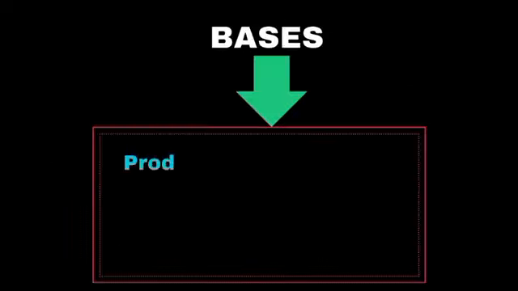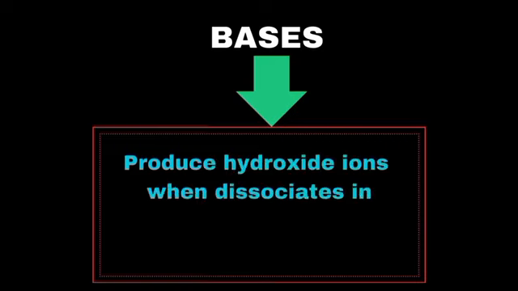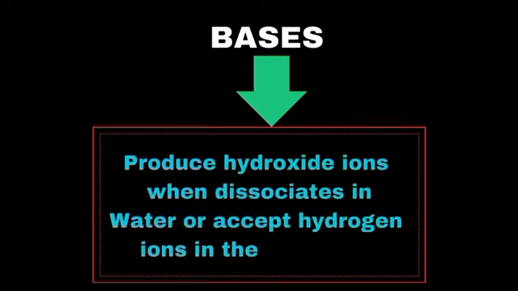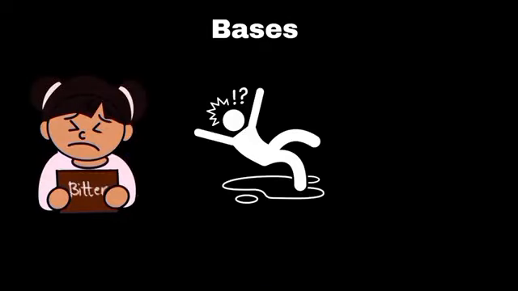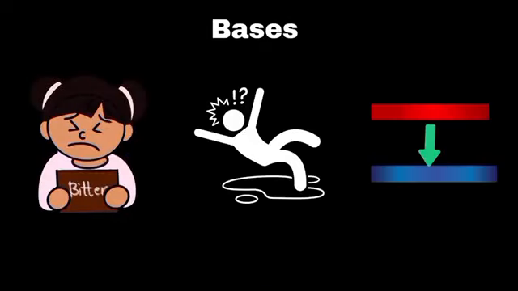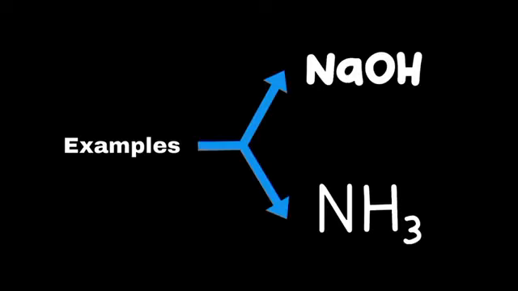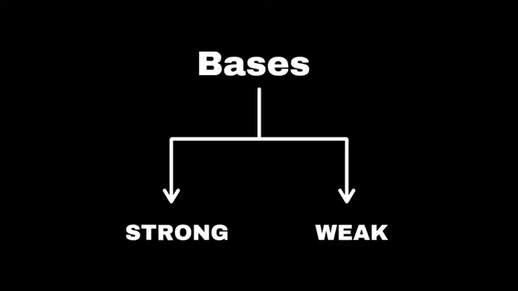Bases are substances that produce hydroxide ions when dissolved in water or accept hydrogen ions in reactions. They are known for their bitter taste, slippery feel, and ability to turn red litmus paper blue. Common examples of bases include sodium hydroxide and ammonia. Bases can also be classified as strong and weak bases.